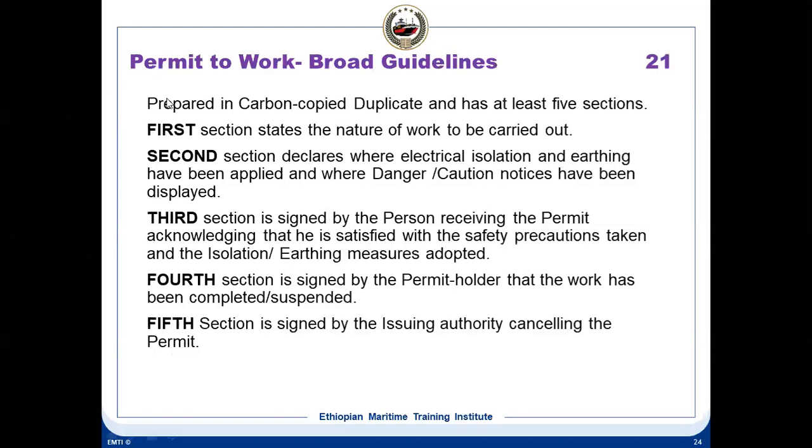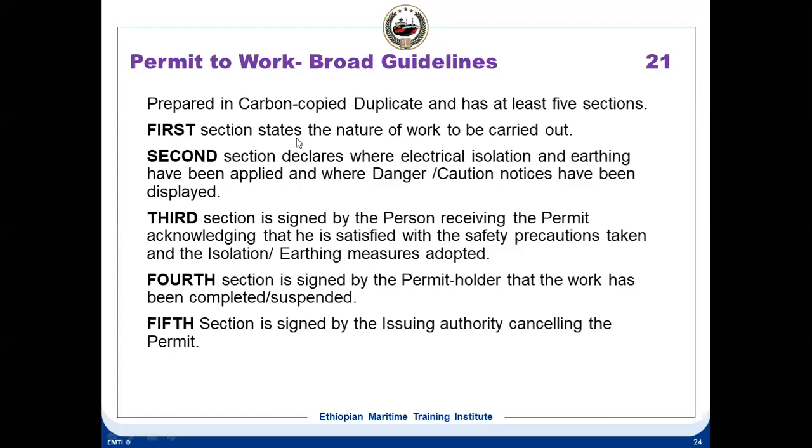So what are the main parts of a permit to work? It is always prepared in duplicate, and it has 5 sections. The first section states the nature of the work to be carried out. Example, for a generator: Megger test of a generator, inspection of the generator winding, maintenance of the breaker, or inspection of the breaker contact. So that states the nature of the work you are going to carry out.